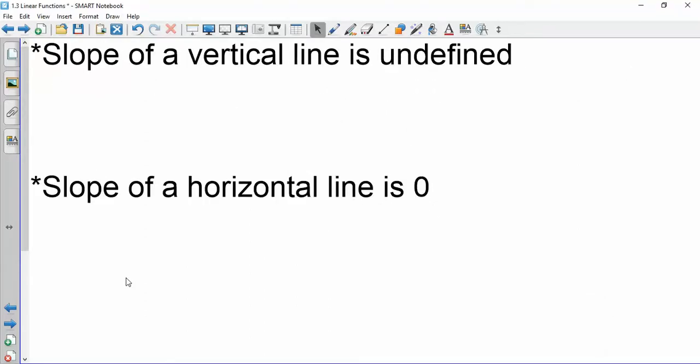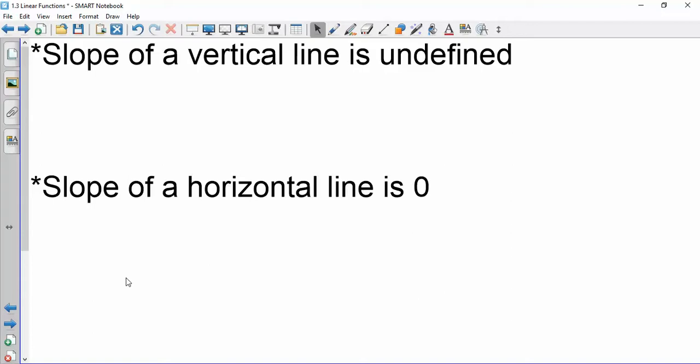So, slope of a vertical line is undefined. Remember your little slope dude video? And a horizontal line has a slope of 0. Make sure you know those when you take the test over this. I'll probably have a vertical line on there and ask you what the slope is. We can also figure it out just by taking 2 points and using our formula.